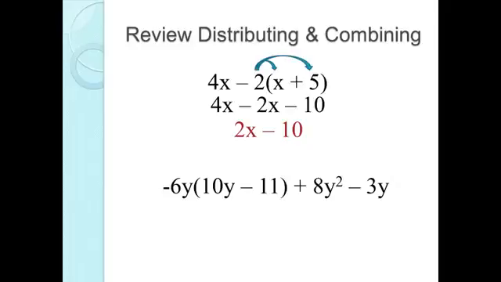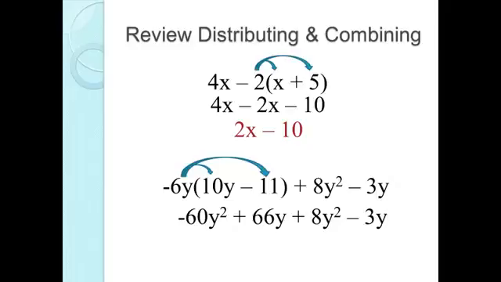In the next example, we will start by distributing negative 6y. Be careful when you multiply negative 6y times 10y. Negative 6 times 10 is negative 60, but you will write y times y as y to the second power, or y squared. Negative 6y times negative 11 gives us a positive 66y. Our new written expression is negative 60y squared plus 66y plus 8y squared minus 3y.